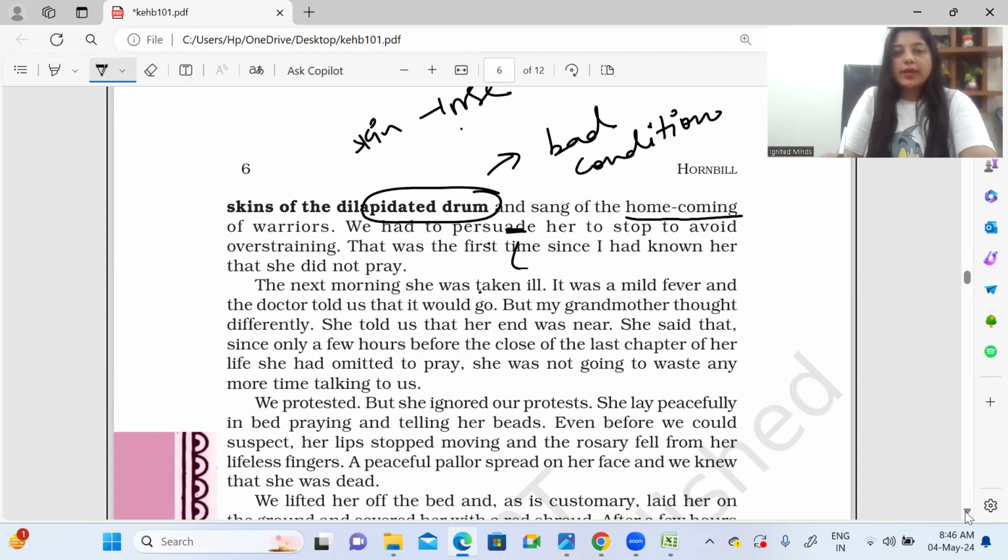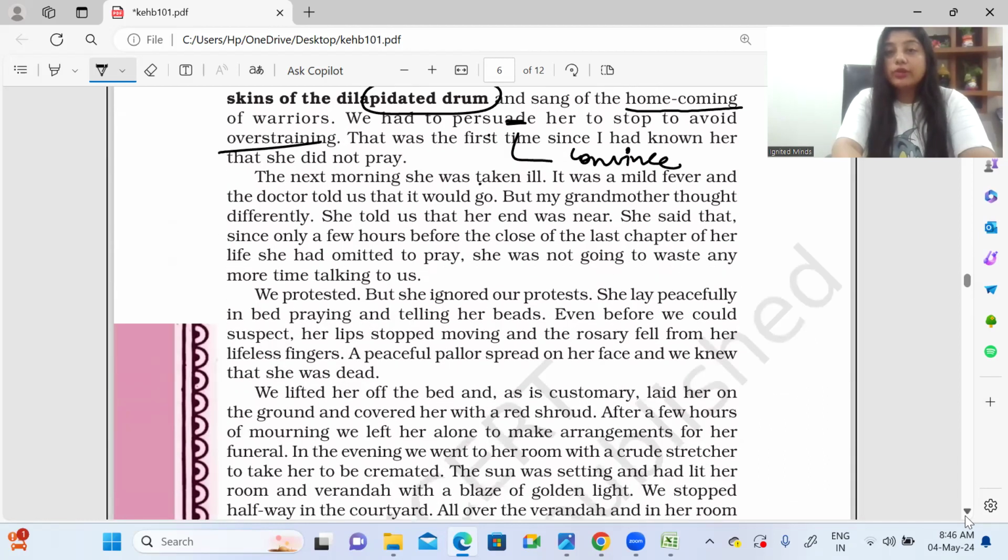We had to persuade. Persuade means convince. We had to persuade her to stop to avoid overstraining. Overstraining means she was taking so much of strain. She was beating the drums and she was singing. So the narrator's family had to tell her that you are old and you should not be doing this because it is going to not work in your favor. You may feel really ill or tired. That was the first time since I had known her that she did not pray. So only that day he saw that the grandmother did not pray.